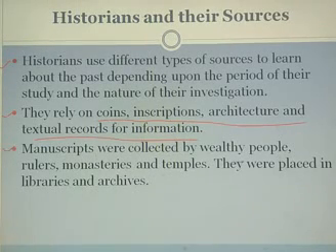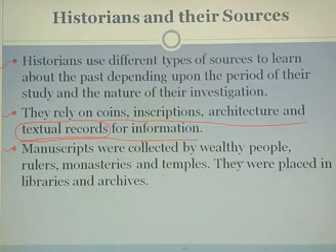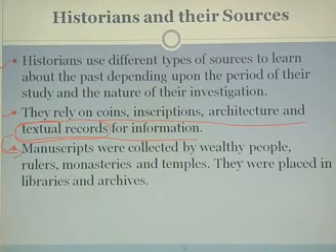And the last point: manuscripts were collected by wealthy people, rulers, monasteries, and temples. They were placed in libraries and archives. The last word in point number 2, the textual record, which I am circling, is related to the manuscript. A manuscript is a book that is written by hand. So manuscripts were collected by wealthy, that is rich, people, rulers, kings, monasteries, and temples, the religious places. They used to keep these books in the library or sometimes in the archive also.